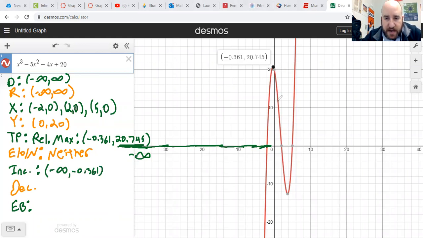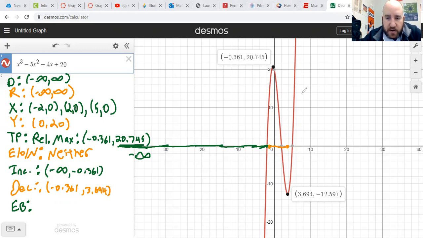My graph then turns down. You see the y values are falling here. It's decreasing, negative slope, until we get to that turning point. So it's over this little bit of our x values going along the x-axis. It's decreasing. So it's decreasing from negative 0.361x to 3.694x.